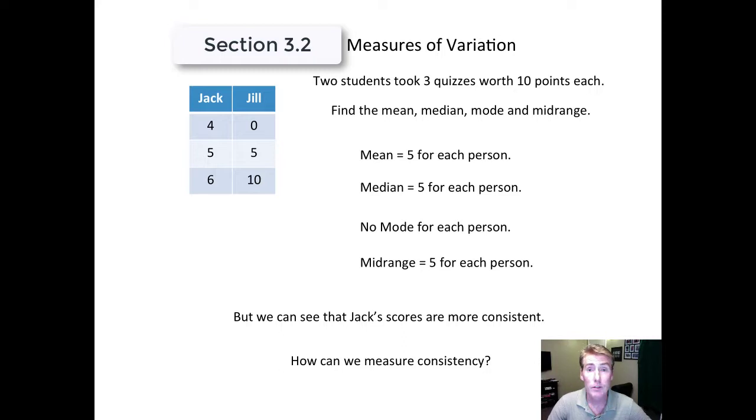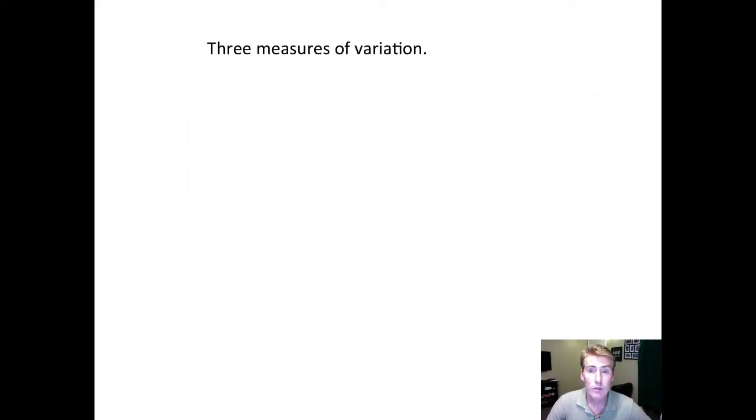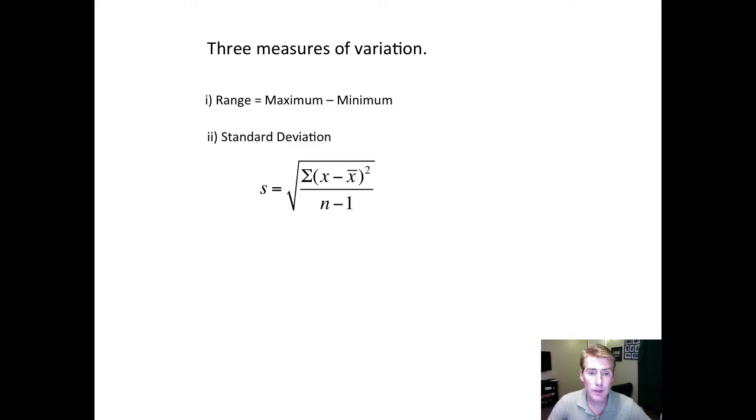So how do we measure consistency? Well, there's 3 ways we're going to do it. One is extremely easy. Second one is extremely important. This is the easy one, range. You just take the biggest score minus the smallest score. It doesn't really tell you a whole lot of information because it skips all the scores that are in the middle.